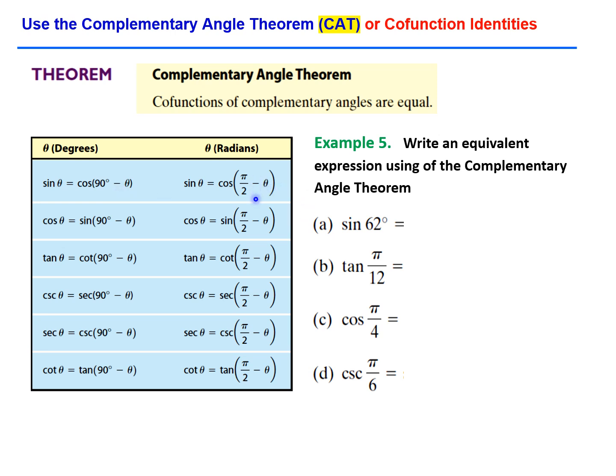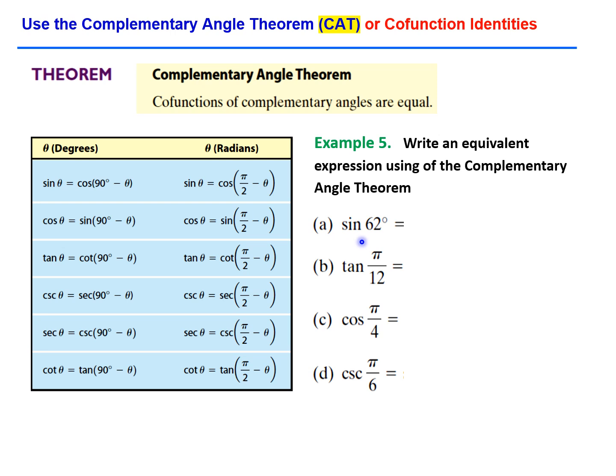If this is plus theta, no, you will not use the complementary angle theorem. Or if this is pi minus theta or 3 pi over 2 minus theta, you cannot use the complementary angle theorem. The complementary angle theorem is only 90 degrees minus angle or pi over 2 minus angle. So let us try this. In example 5, we will write an equivalent expression using the complementary angle theorem. We will practice writing an equivalent expression of this using CAT.